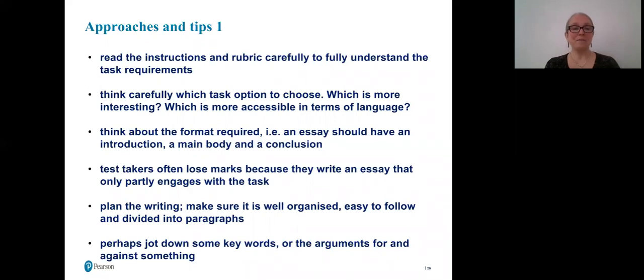As per the other writing task, it's good practice to plan the writing, make sure it's well organised, make sure it's easy to follow, and divided into paragraphs. So part of useful planning might be to jot down some keywords, or perhaps make a note of the arguments for and against something.